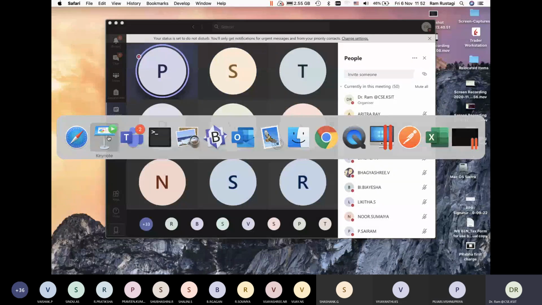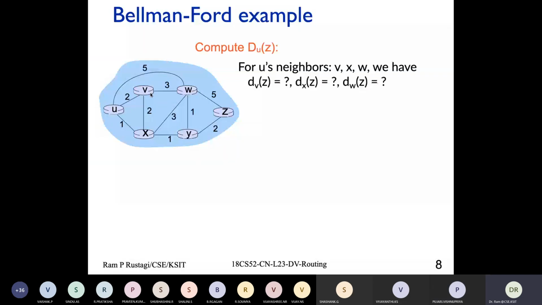5, that is right. DVZ is 5 because you go from V to X, X to Y, and Y to Z. So 2 plus 1 plus 2, DVZ is 5. DXZ is 3, 1 plus 2, 3. And what is DWZ? 3. Because we go W, Y, Z.